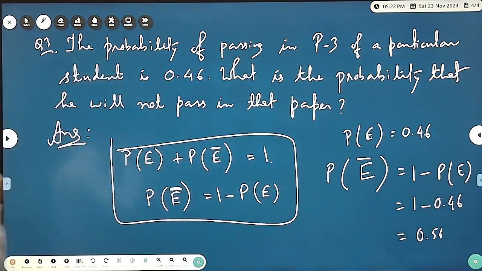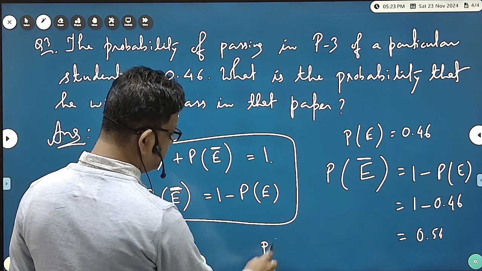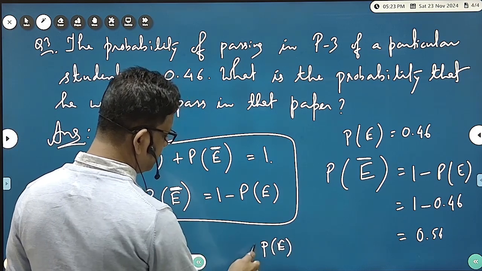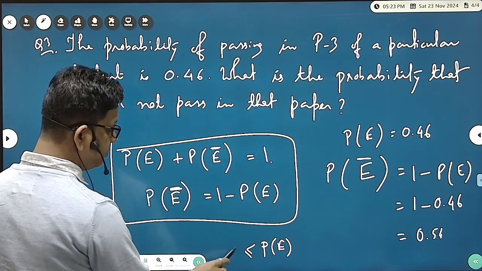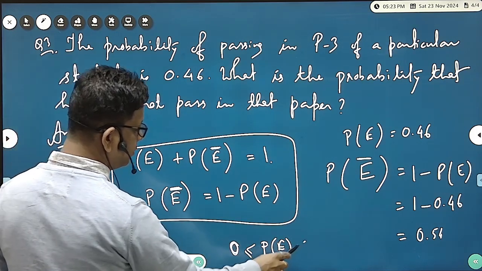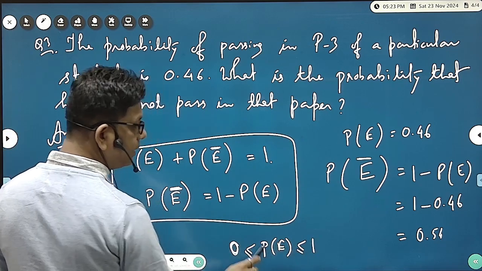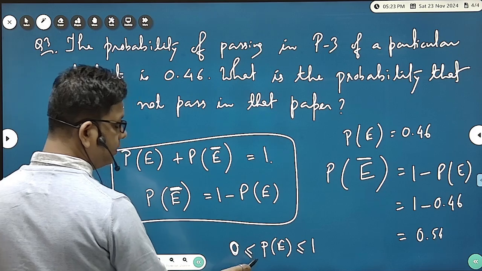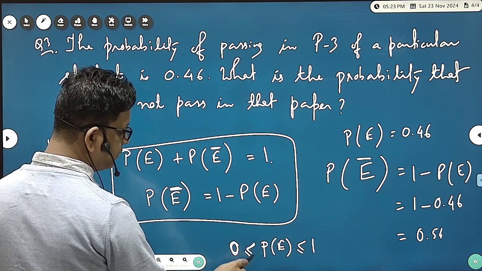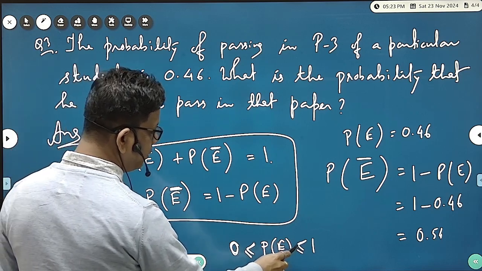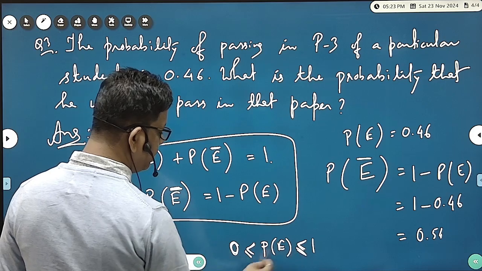Okay. Now, before I start the next topic, do you also know that probability can never be greater than 1? Probability lies between which numbers? Probability is more than or equal to what? 0, and less than or equal to 1. Probability can never be more than 1. Probability can never be less than 0. So it can be 0, it can be 1, but it cannot be more than 1.